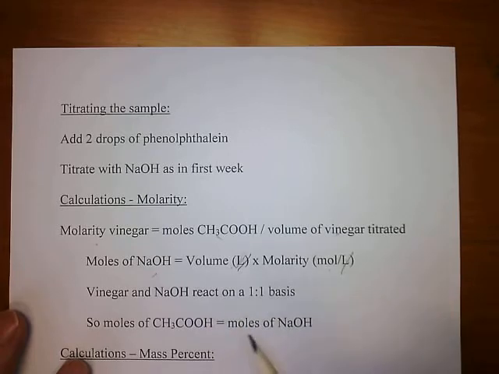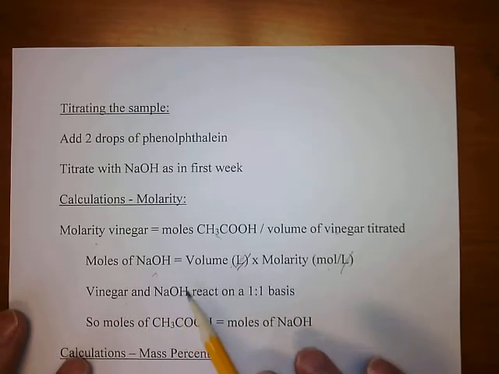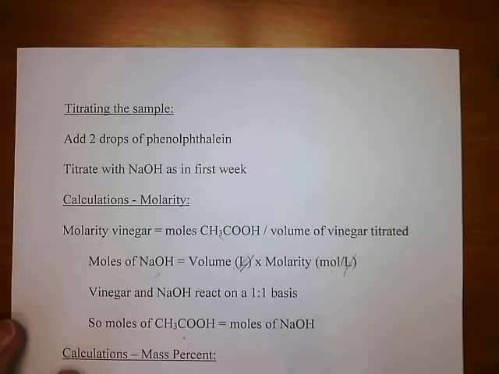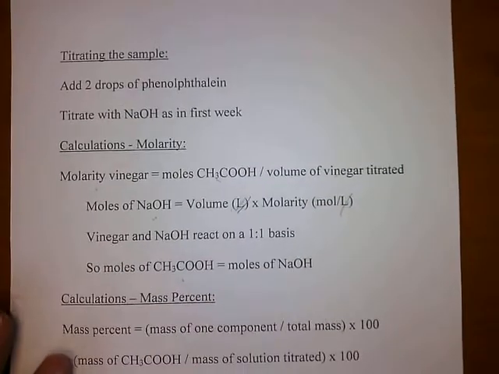And then you take into account the fact that the vinegar and the sodium hydroxide react on a 1-to-1 basis. So moles of acetic acid in the vinegar will be equal to the moles of sodium hydroxide. Okay, so then you can calculate the molarity of the vinegar.